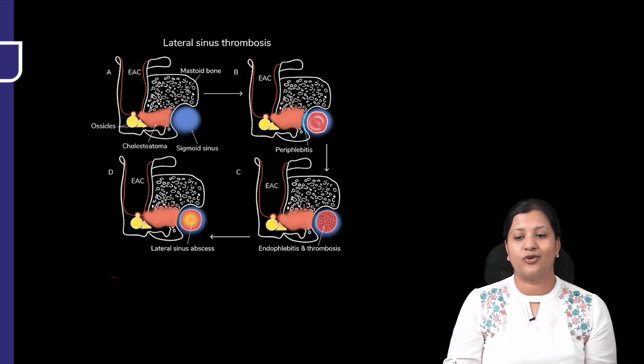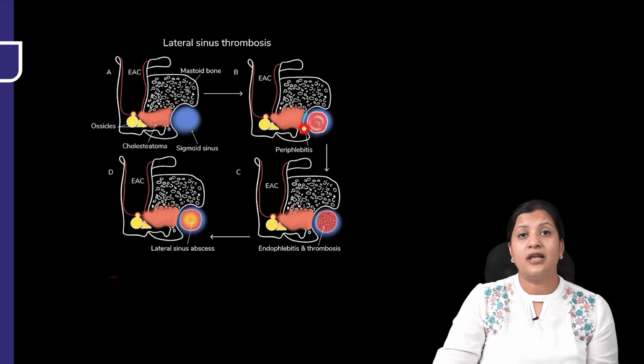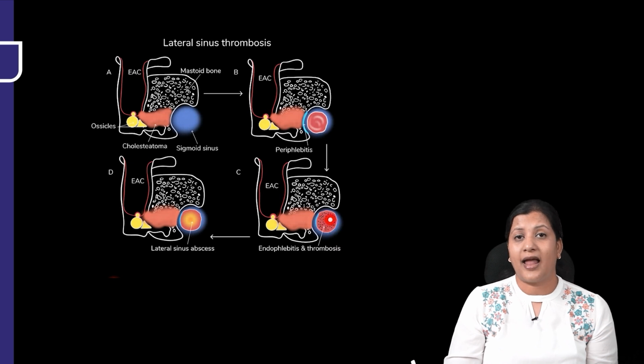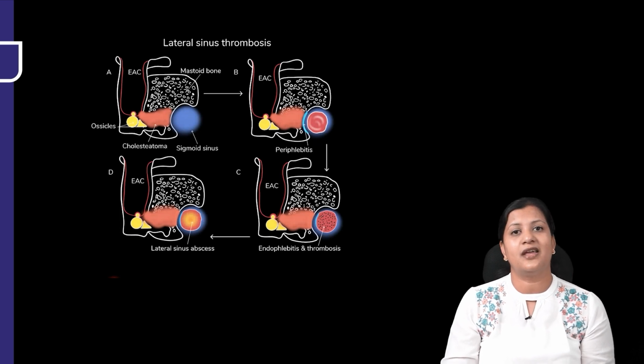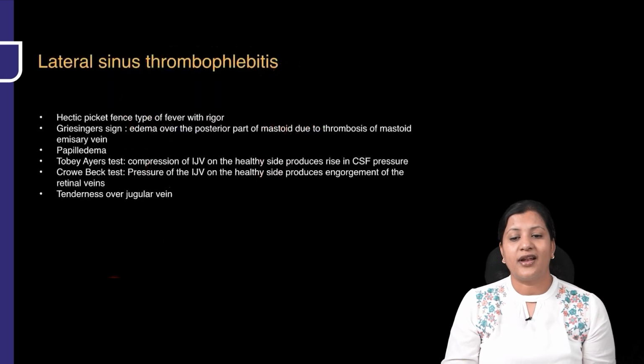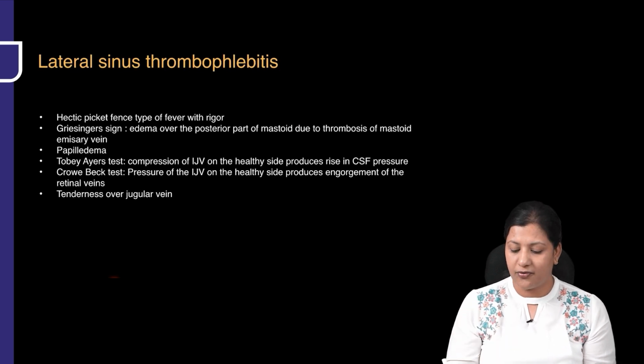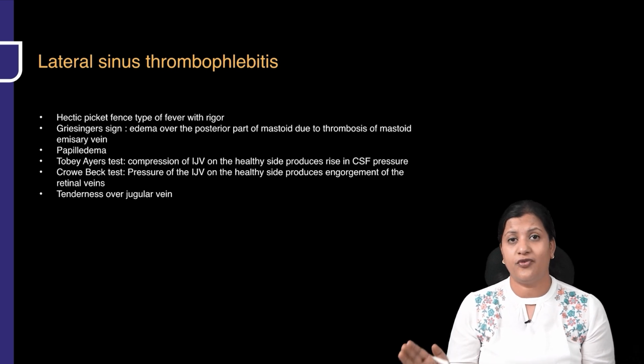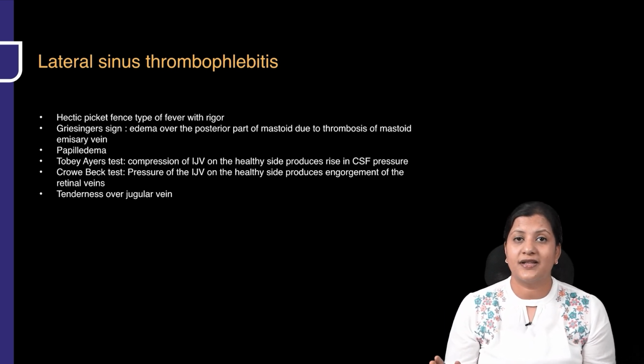So this is the pathogenesis. Initially the bone is intact, then the bone is eroded to cause periphlebitis, then endophlebitis and aggregation of platelets, and that abscess can occur in the lateral sinus or sigmoid sinus, or there can just be a thrombus also. So whenever we have a lateral sinus thrombosis, we have a typical type of fever which we call hectic picket fence type of fever. What is hectic picket fence type of fever?